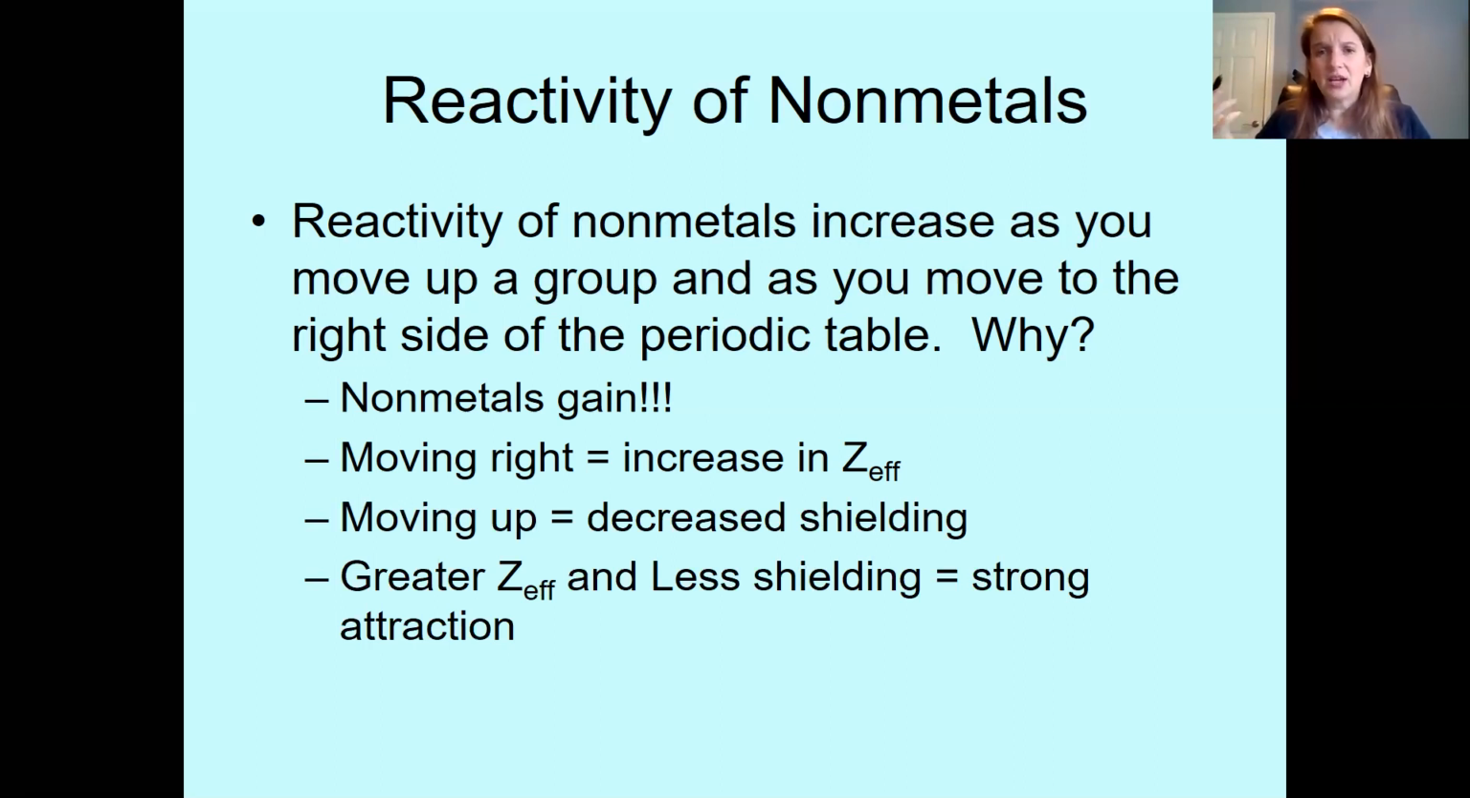Now, the most reactive nonmetal then is not going to be helium or neon because those are your noble gases. And as we know, noble gases are, for the most part, inert. They don't react. So the nonmetal that has the most reactivity is going to be fluorine because it has the greatest Zeff and the lowest shielding of all the nonmetals that do react.